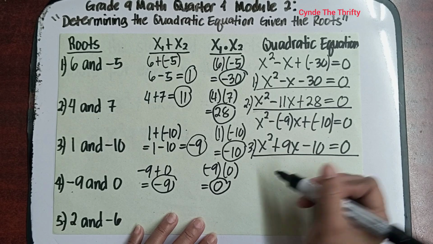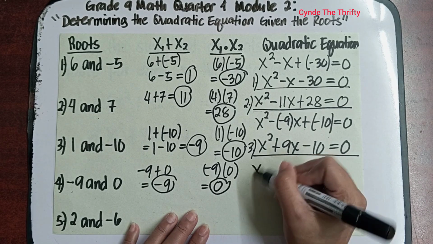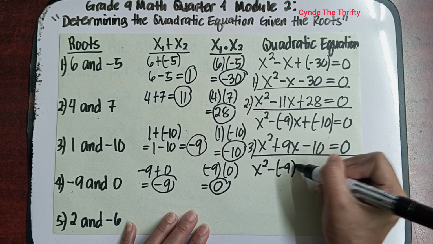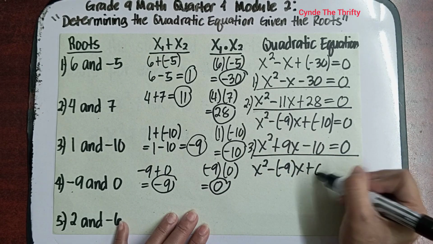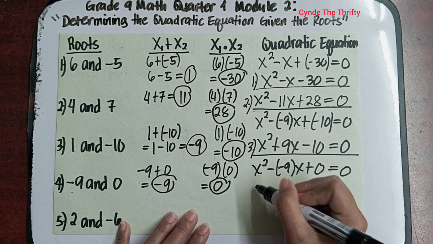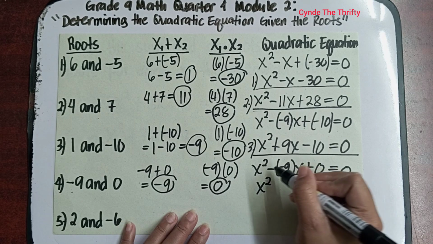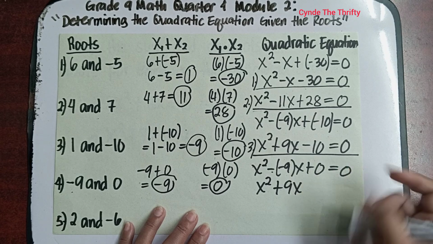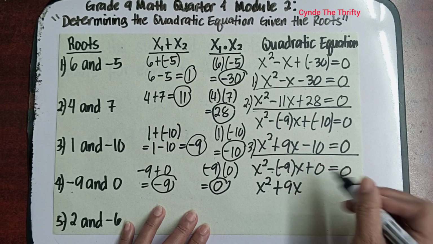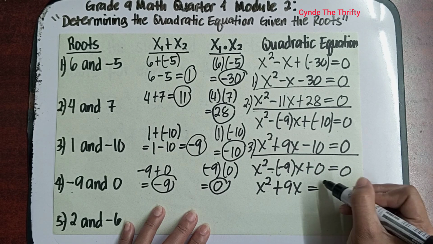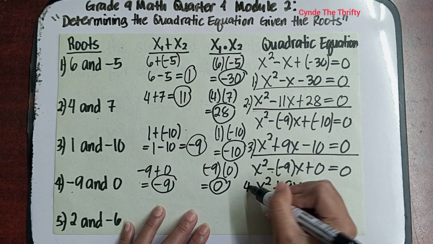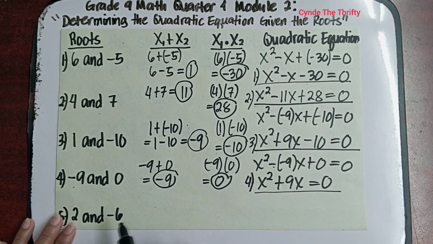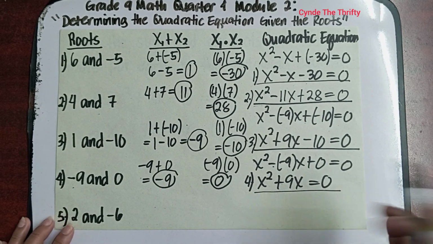So, gawin na natin ang ating equation. Okay? So, x squared minus the sum of roots, negative 9x, plus the product of roots na 0 is equal to 0. So, ang equation natin, x squared, negative and negative is positive 9x, plus 0. So, pwede na natin hindi isali si 0 kasi wala tayong value ng c. So, ang ating equation is x squared plus 9x is equal to 0. O diba, napakadali lang niyang gawin, walang kahirap-hirap.